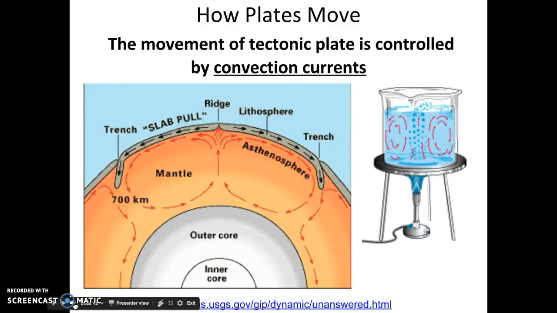So if we're talking about how plates move, we know that tectonic plates are controlled by convection currents. Okay? And convection currents, just like we see water boil or lava lamps work, we see convection currents that pull along the sides. And as they move, this motion pulls the plates away from each other. And this is all heated up by the core.